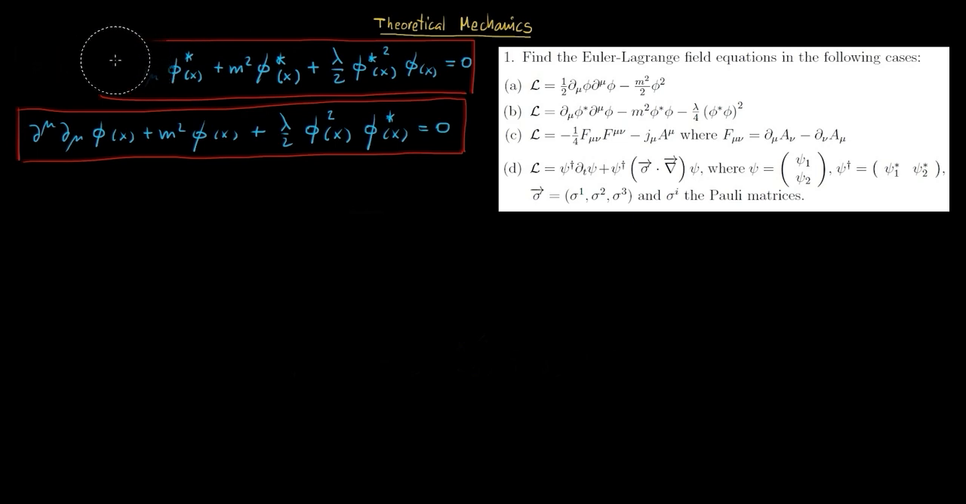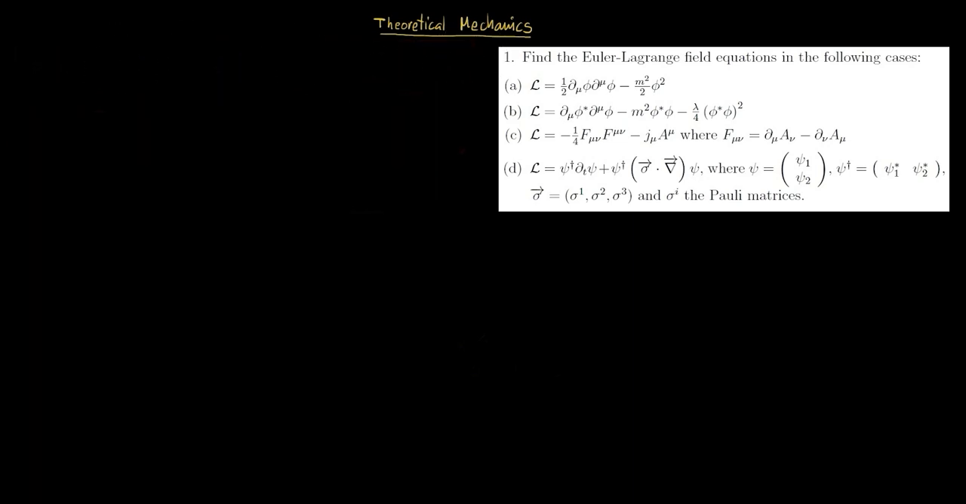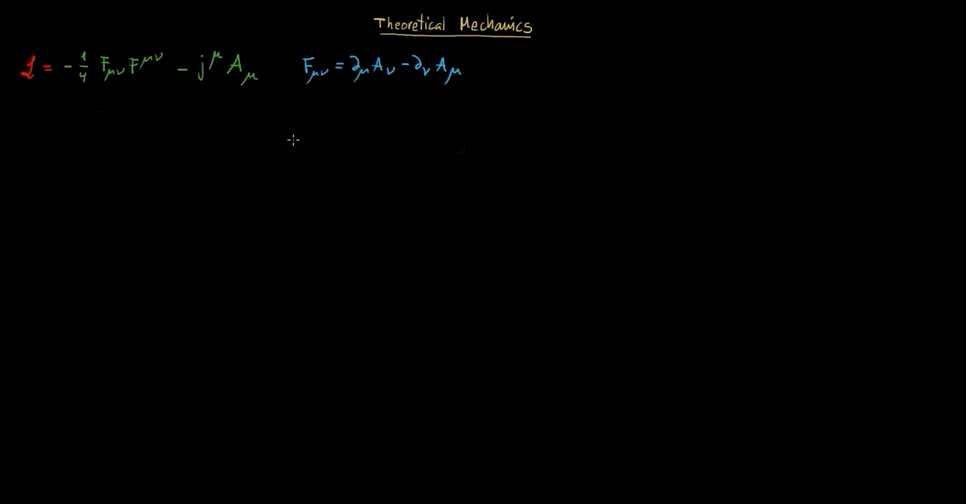Okay, section C. Let's write the Lagrangian density first of all. Minus 1 over 4 f mu nu f mu nu, let me write it like this, with the index upstairs and downstairs here. And of course f mu nu is defined by partial mu a nu minus partial nu a mu. Okay, let's delete this to make some space.